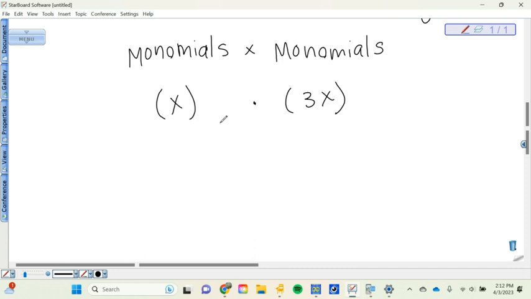It's 3. What's the invisible number in front of this x? 1. 1 times 3 is? 3. Perfect. What's x times x? X to the second. There it is. We do the number times the number out in front, and then we look at the exponents of the variables. What's the invisible exponent on this x? 1. And this one? 1. And what do you do when you multiply with exponents? 1 plus 1 gives us 2.